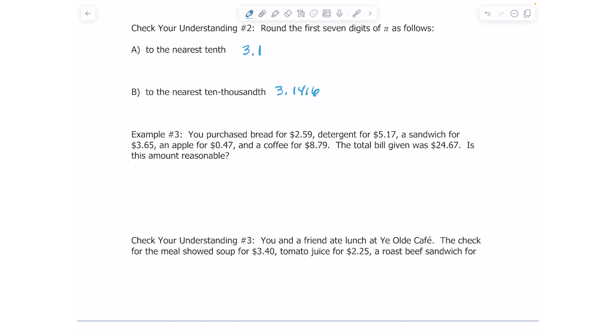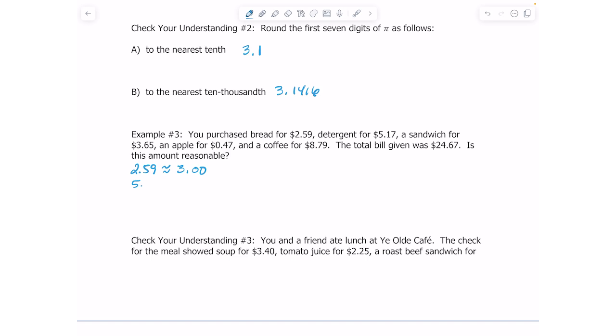So I'm going to take each of these prices and I'm going to round them, okay, I'm going to estimate them. So $2.59, we can round that to about $3, right, because if I want to round to the nearest dollar, I'm going to look at the 5, because this is your cents, that's your dollars, so that 5 tells me I'm going to round that up to a 3. Okay, so that's about $3.